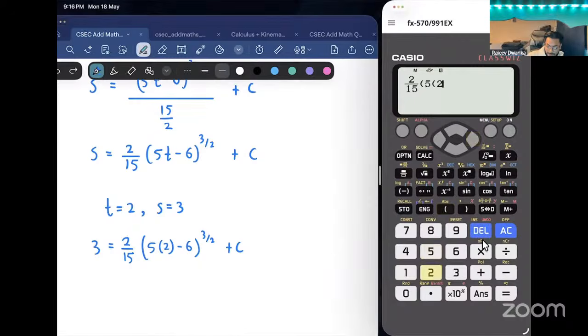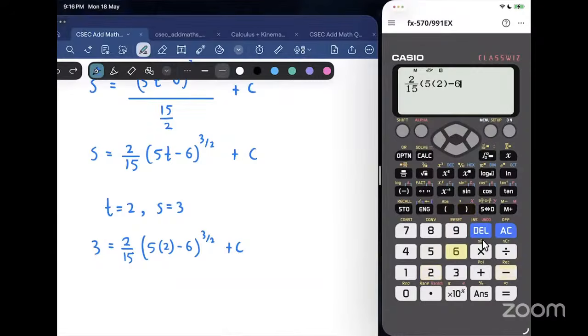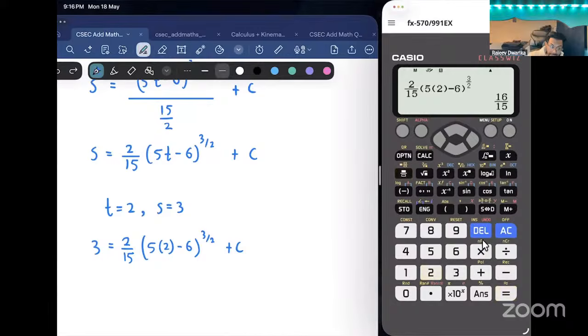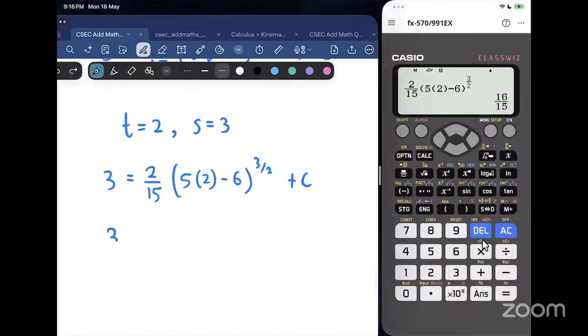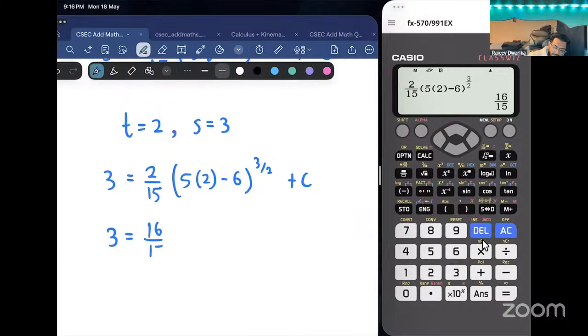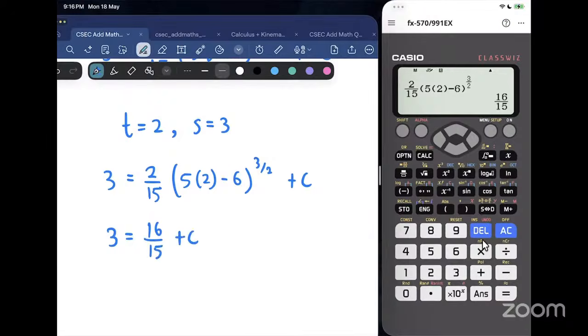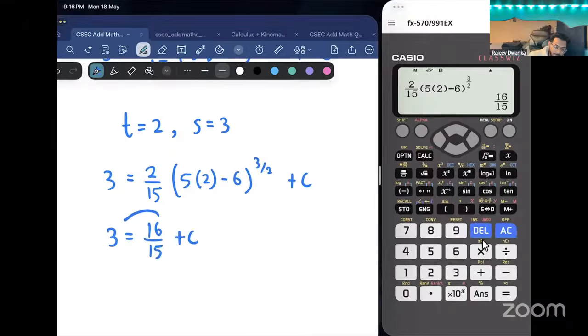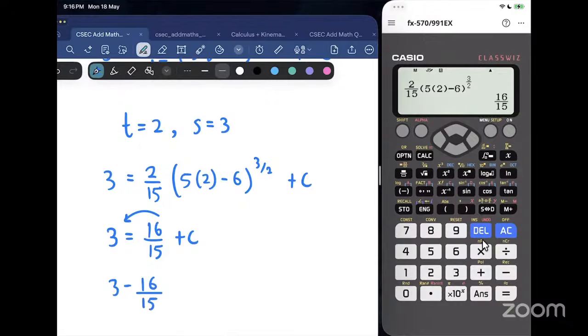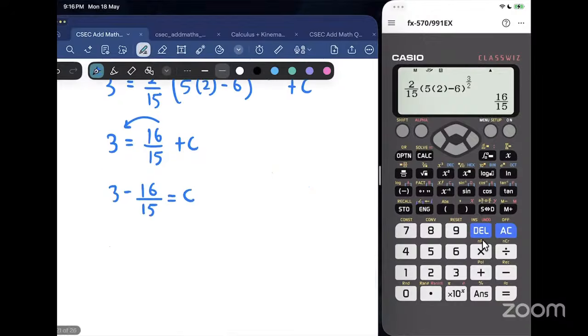I got 16 over 15. 16 over 15 is correct. Nice. So that is equal to 16 over 15 plus c. We're trying to find c, so I have to move this across. That'll be 3 minus 16 over 15. And what would you get for c? 29 over 15.